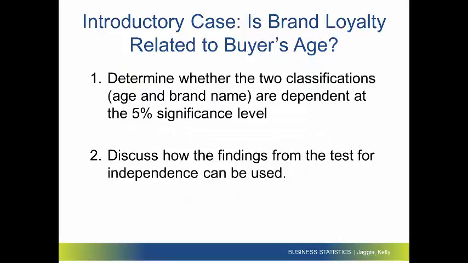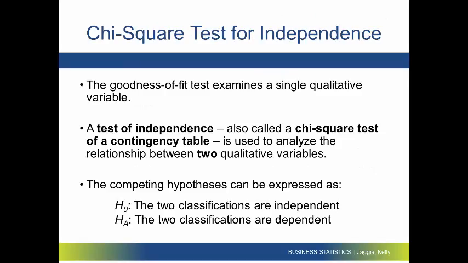In particular, we might be interested in whether there is a relationship between brand loyalty and the buyer's age. Another way of saying this is to ask the question, is brand loyalty dependent on age of buyer? Here are the hypotheses. As you can see, the research question on the previous slide appears in the alternative hypothesis. So first, the null hypothesis states that brand and age of buyer are independent, or another way of saying this is that there is no relationship between brand and age of buyer. The alternative hypothesis states that brand and age of buyer are dependent, or there is a relationship between brand and age of buyer.